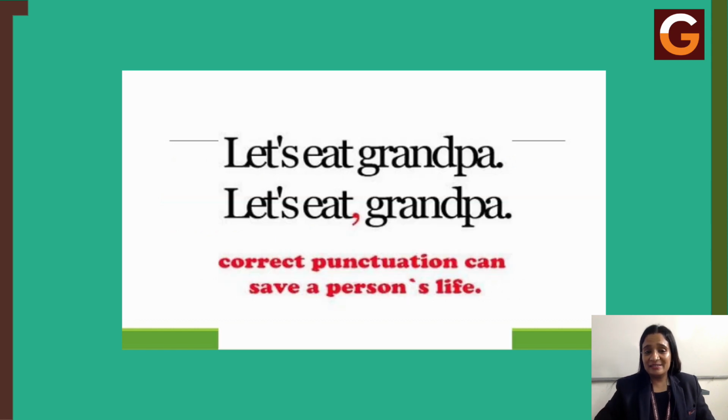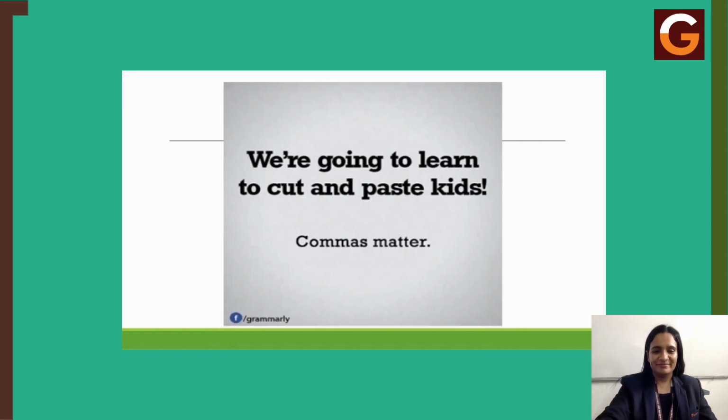Next is "Let us eat grandpa." "Let us eat, grandpa." So the meaning is quite different. In the first sentence you are planning to eat your grandpa, but in the second one you are requesting your grandpa whether you can eat. "We are going to learn to cut and paste kids." So again an ambiguous statement. "We are going to learn to cut and paste, comma, kids."